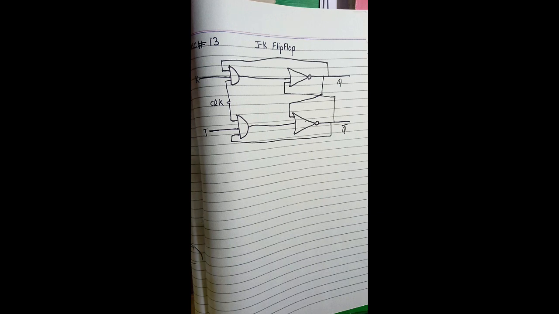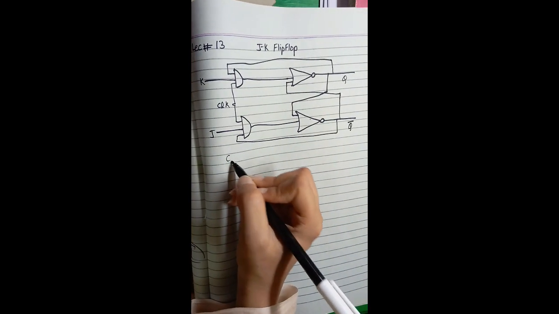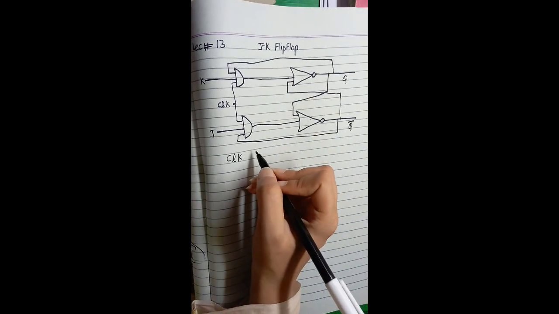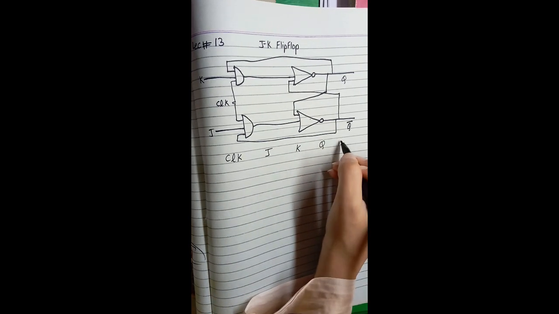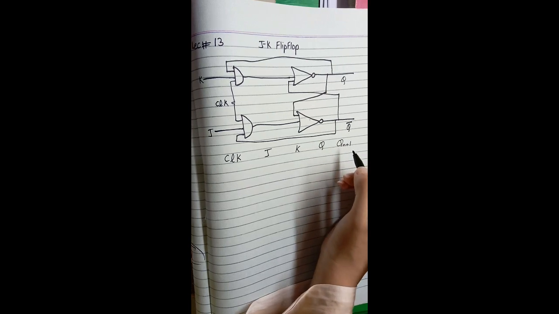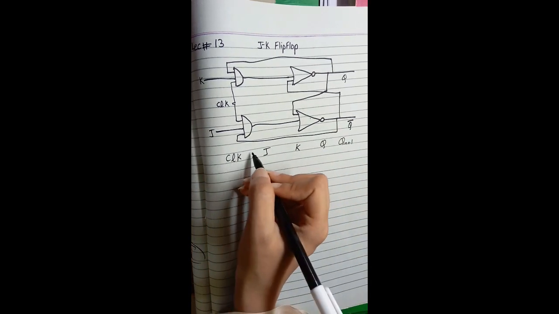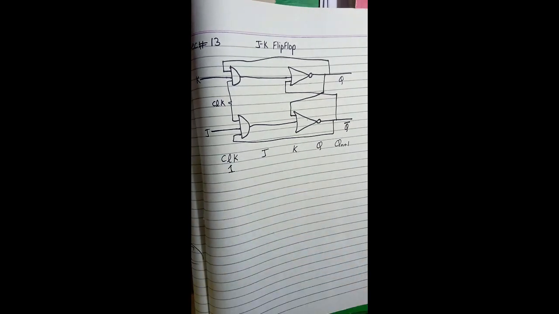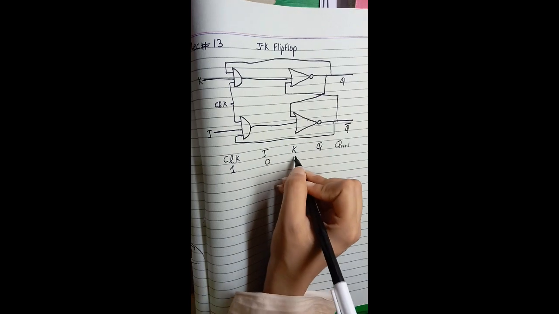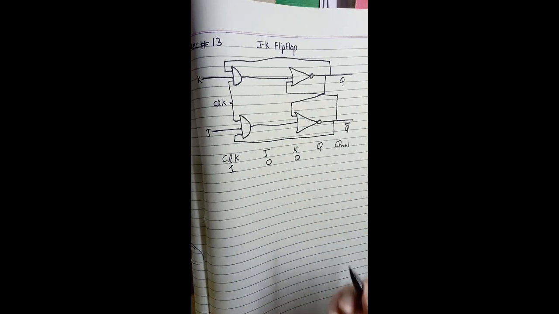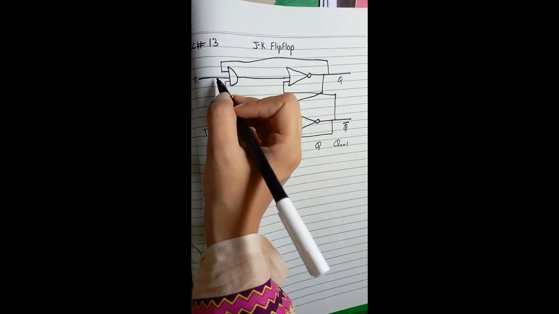So now we will start. This is our clock which will always be 1, J, K, Q and Qn plus 1. We will always take the clock as 1, and on our first step we are taking J as 0 and K as 0, so inputs J and K are both 0.